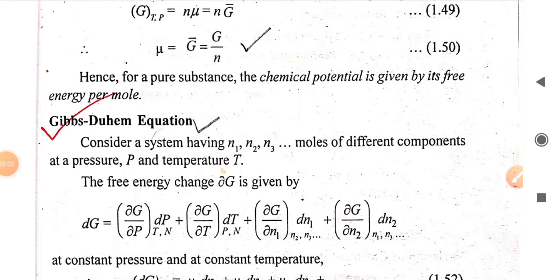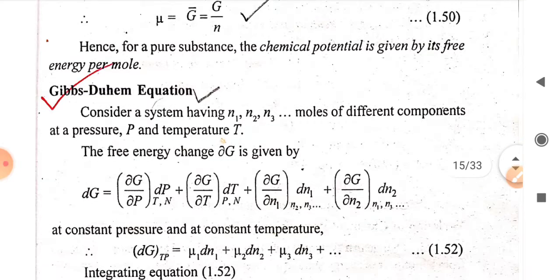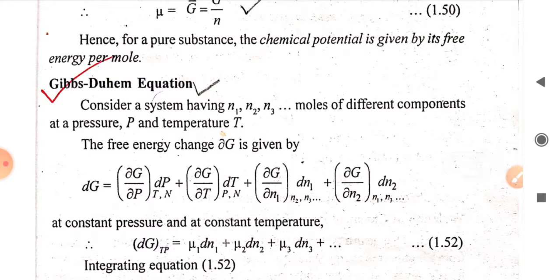So in the previous lecture we finished with the chemical potential. Now next is the Gibbs-Duhem equation. This is the important equation for finding out the chemical potential for binary solutions or binary mixtures. So in order to find out the chemical potential for the binary mixture, we will again consider the partial molar property, or simply the chemical potential.